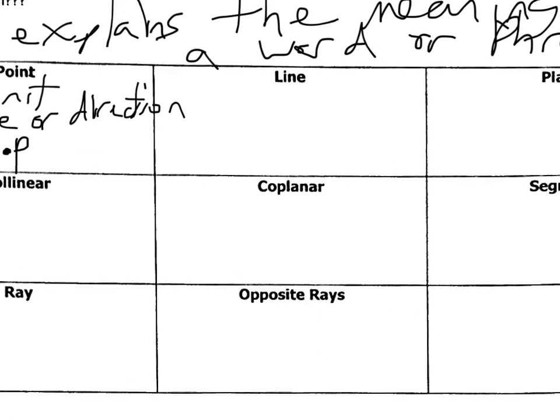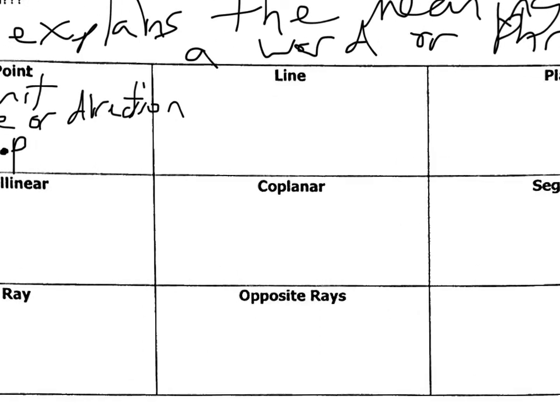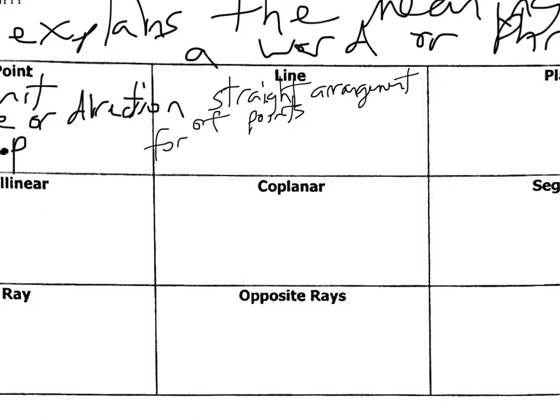To have a line, you need 2 points. A line is a straight arrangement of points, and it forever extends in 2 directions.